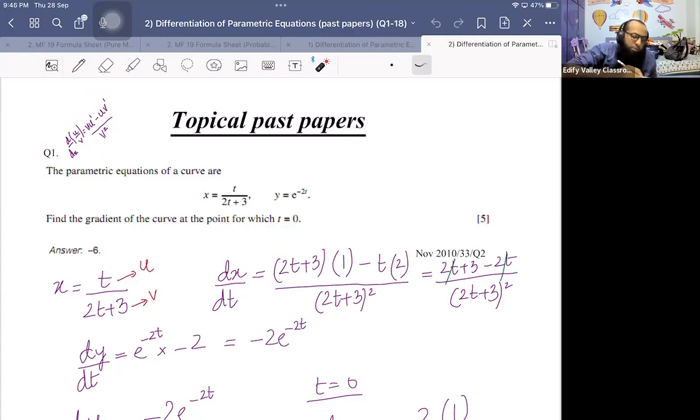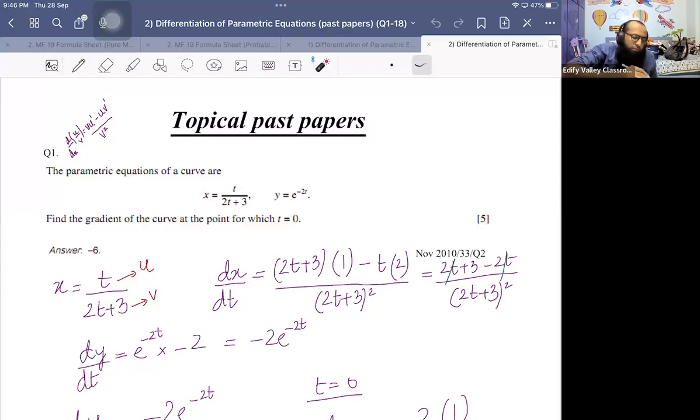So the parametric equations of a curve are x equals t over 2t plus 3, y equals e power negative 2t, and we are told to find the gradient of the curve at the point for which t is 0. So very, very simple question. If we are going to differentiate x with respect to t, then we know that as x is a quotient, right? It is a division. Two expressions are being divided. So quotient rule is going to be used.